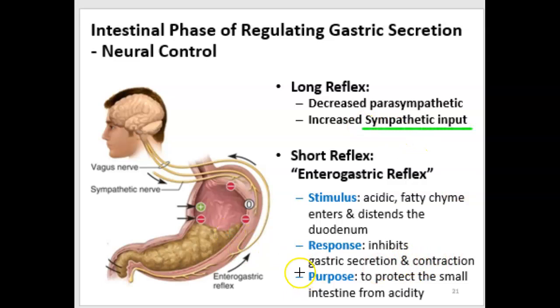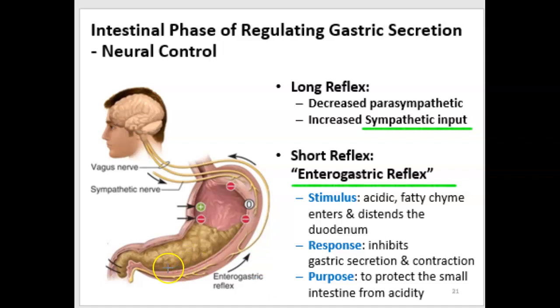But as before, any neural regulation in the digestive tract will also have a short reflex component, because the digestive system has this enteric nervous system in its wall. So there's also something called an enterogastric reflex. But the same thing happens.